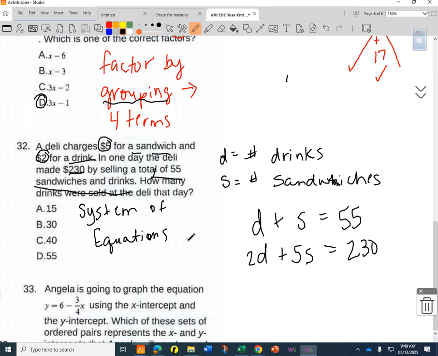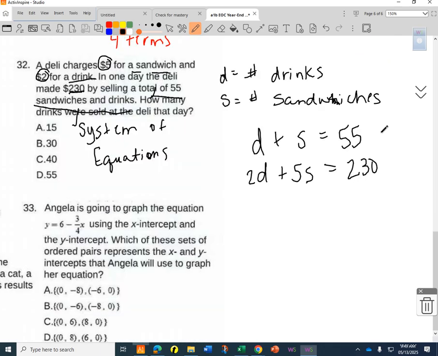And so for this particular problem, not only do we have to write the system, now we need to solve the system. We solved it before, we didn't have to write it. The other thing with this one is we don't actually have to solve for both variables. It asks us only to solve for the number of drinks. So if we only need to know how many drinks there are, then we can eliminate the s's, and then we don't have to solve for both. So what can I multiply one of these equations by to get rid of the s's? Anybody?